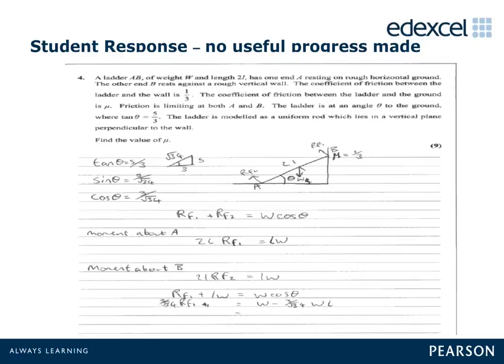To confused responses, such as this one, where the candidate has not broken down the contact forces at A and B into normal reaction and friction. The only mark scored here was the method mark for using the correct value for the trig ratio.